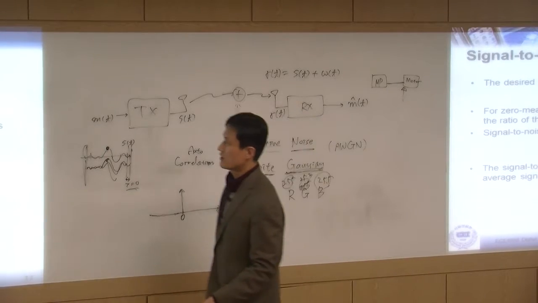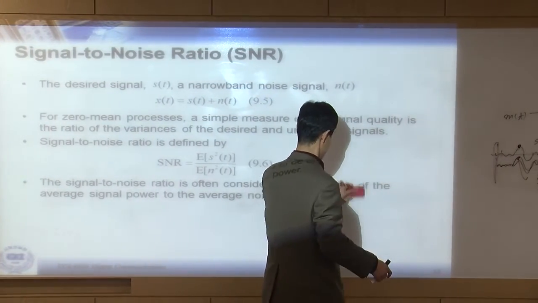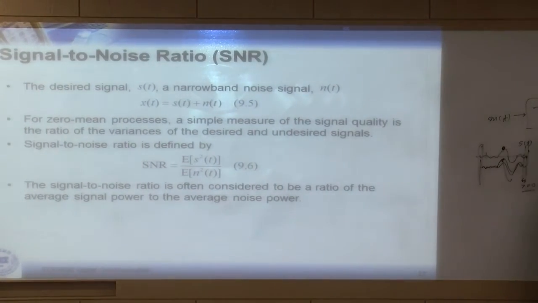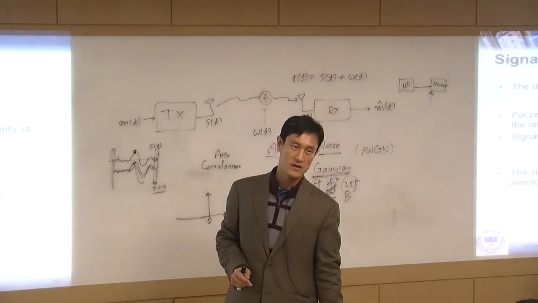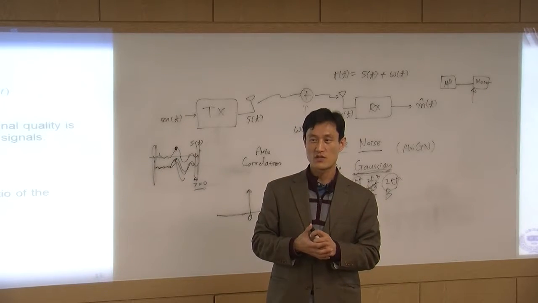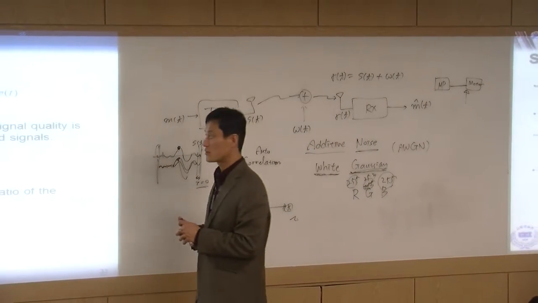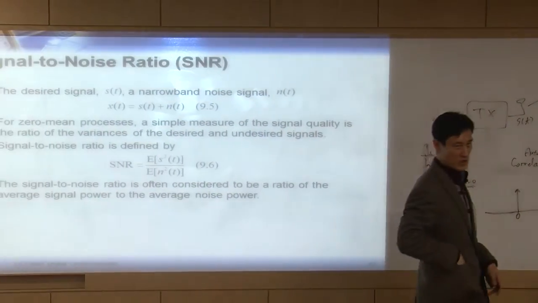Okay, let's move on. Every time you have a noise like this, we have a noise, but we want to recover the message. The important metric is SNR. We always have to remember signal to noise ratio. What is the signal to noise ratio? We have a signal. We also have a noise.